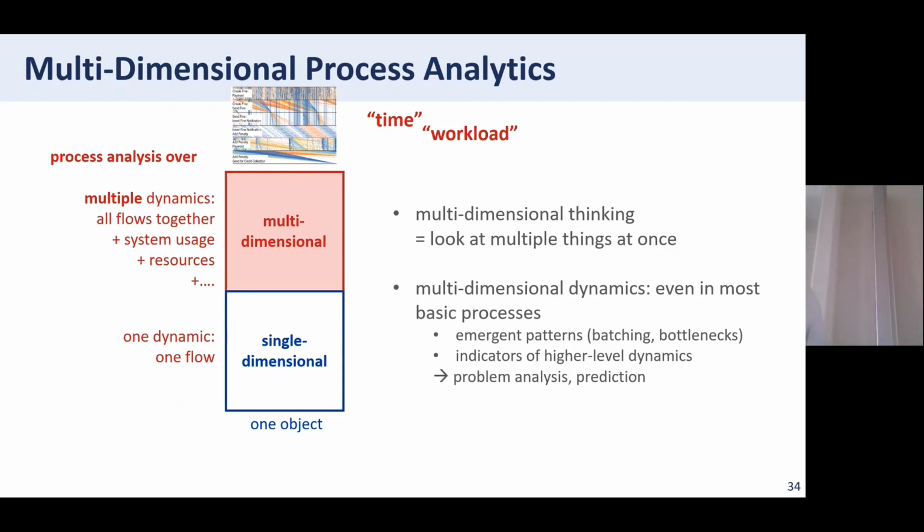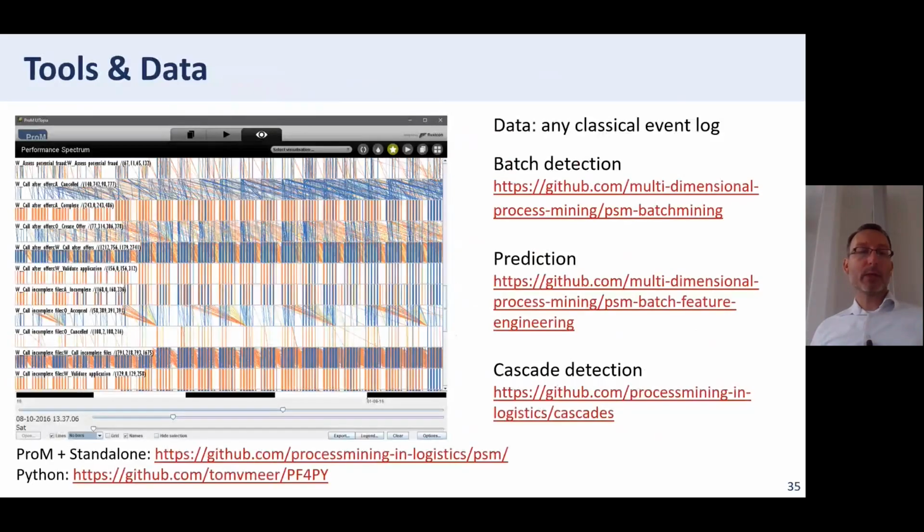So now, okay, I promised you tools and data, right? So this is implemented. We have a prompt plugin. We have a standalone tool that you can use. We also now have a Python implementation that really allows you to work in Jupyter notebooks with this performance spectrum. The batch detection, cascade detection, prediction is all implemented. And you can apply this on any classical event log. That's a nice thing, right? You don't need any special data. You can just start right away.